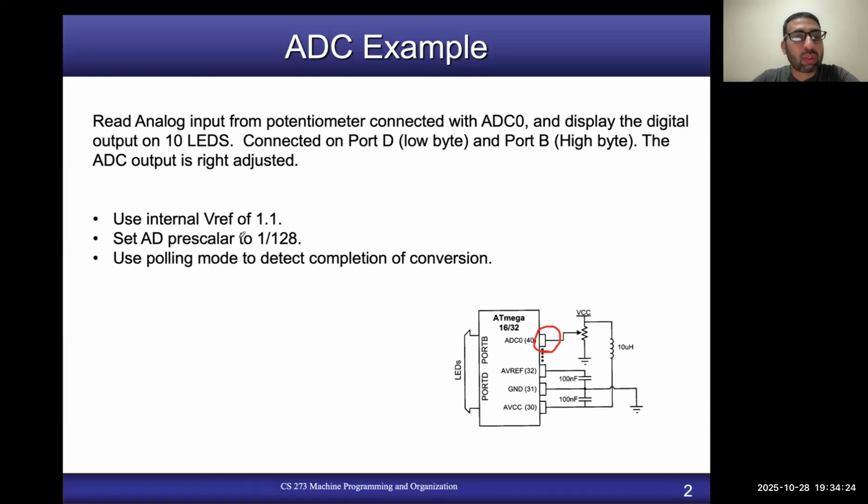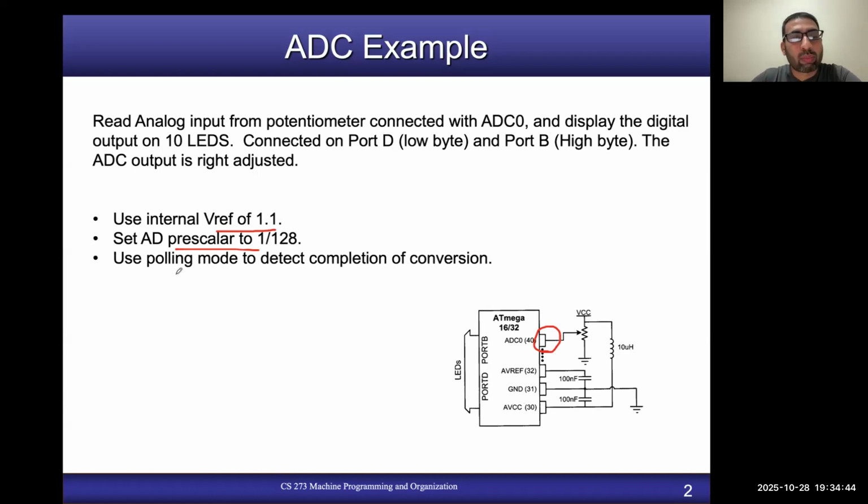So in this example, you need to use the internal V reference of 1.1, and you need to set the ADC prescaler to 1 by 128. So what you are doing is dividing the source clock by 128 and then feeding it to the ADC unit of your microcontroller.